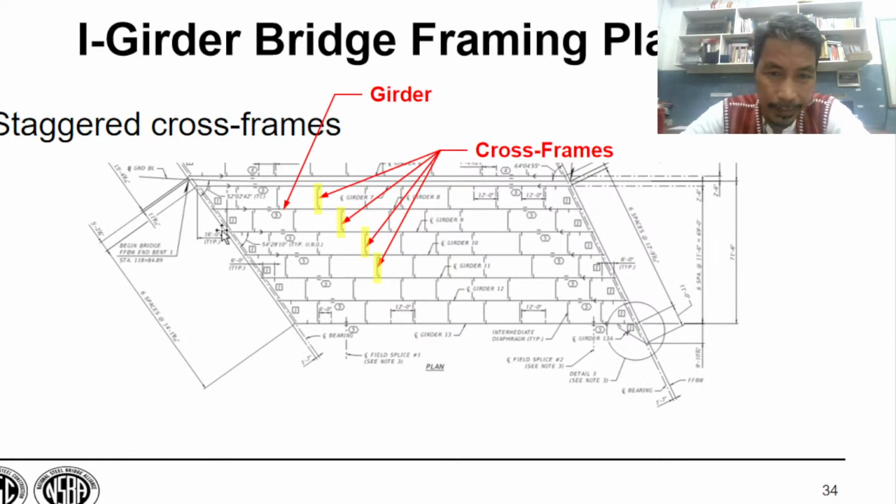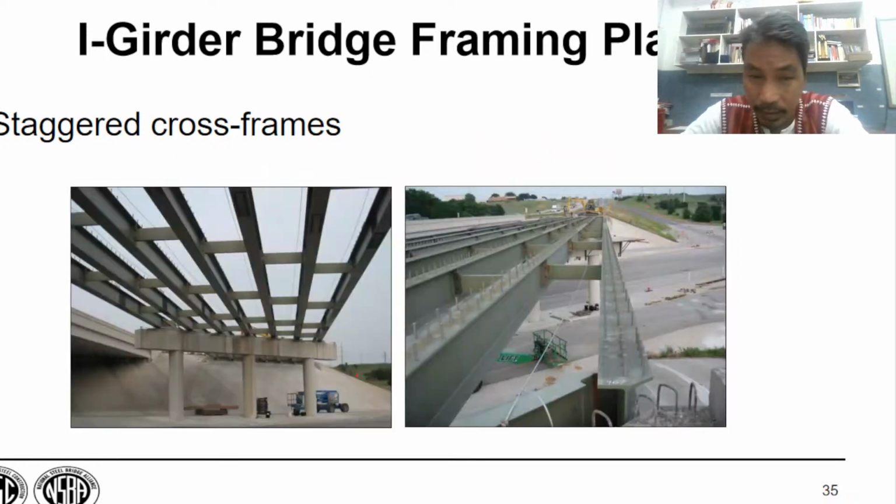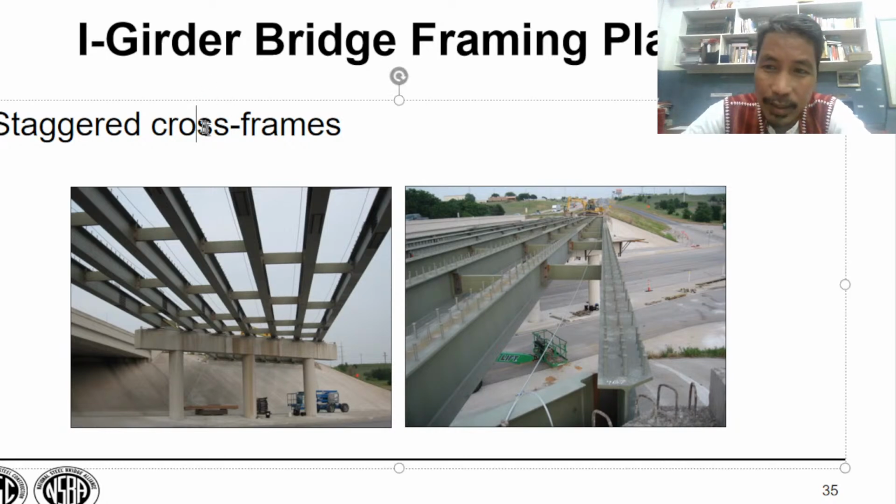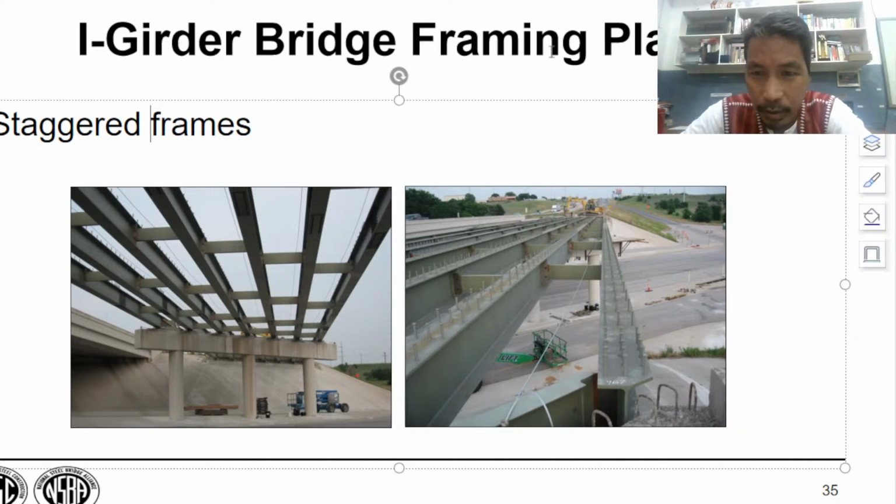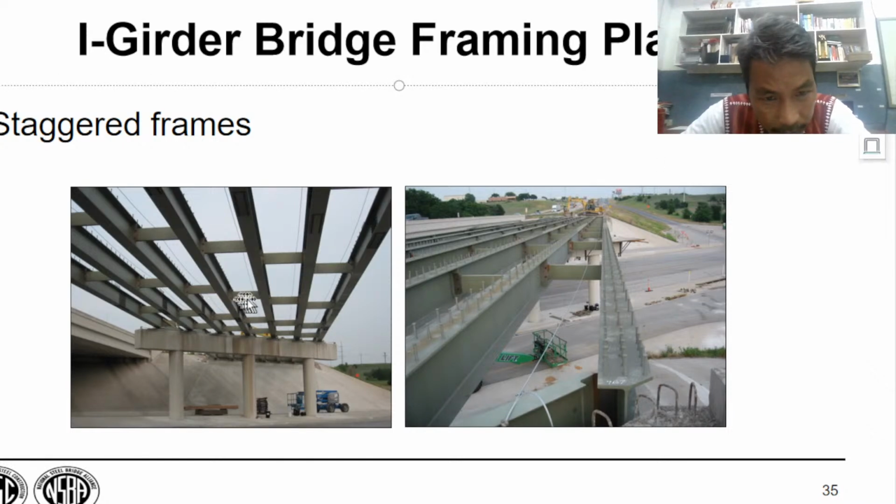Okay. So any question? So very clear. So we have staggered cross frames here. They are not cross frames actually here. There are no cross. They are staggered frames, but they are not cross frames. So it is a typo error. Okay. These are not cross frames. They are made up of maybe solid plate or box plate, built up plate. They are not cross type.